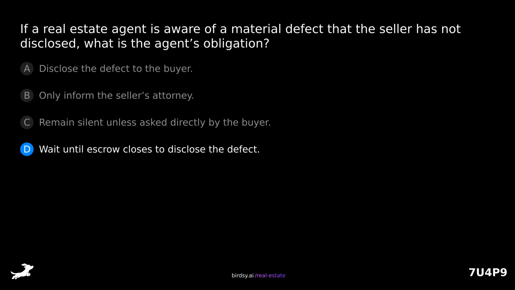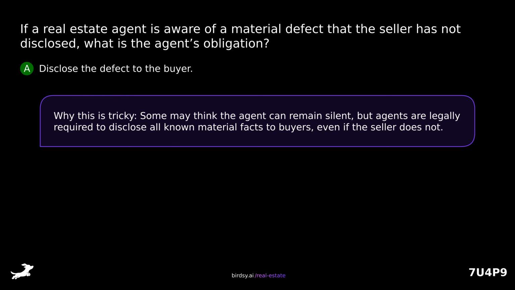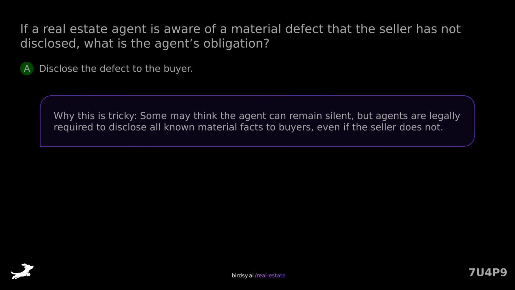Or D. Wait until escrow closes to disclose the defect. The correct answer is A. Disclose the defect to the buyer. Why this is tricky. Some may think the agent can remain silent, but agents are legally required to disclose all known material facts to buyers, even if the seller does not.